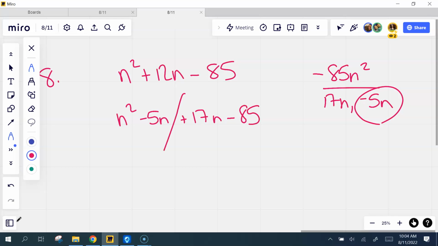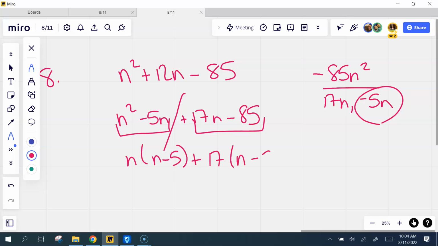Slash it. What's the GCF? What's left? GCF. Ooh, 17.